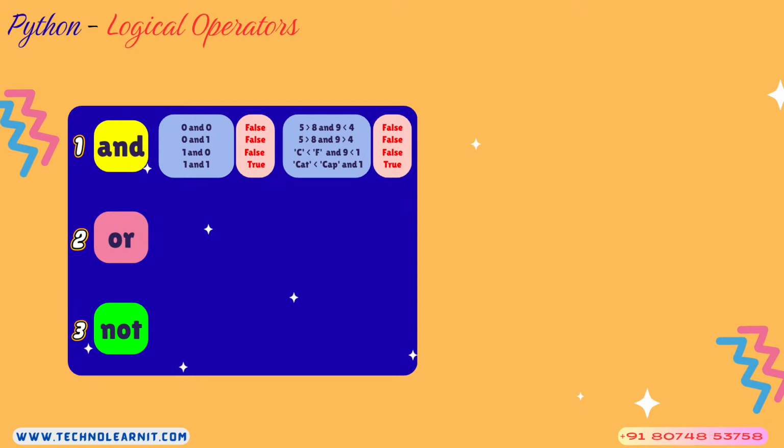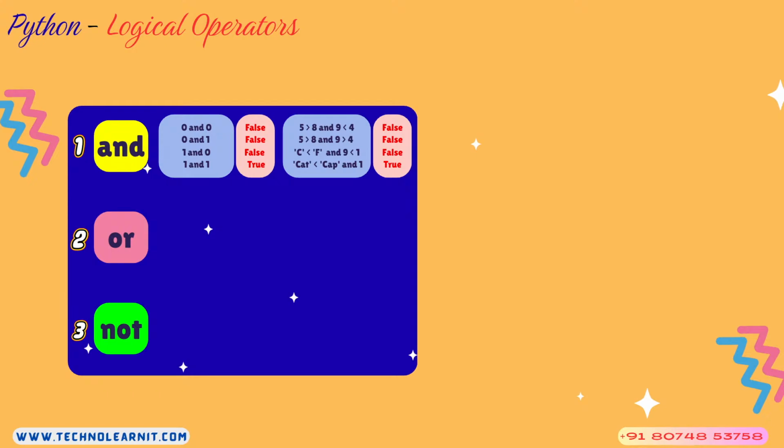Looking at the third example, yes, conditional operators or relational operators can be used on characters. Hence, C less than F: the letter C comes before the letter F is what this condition states, which is true. True and 9 less than 1, which is false. True and false is false. Hence, the third condition will result in false.